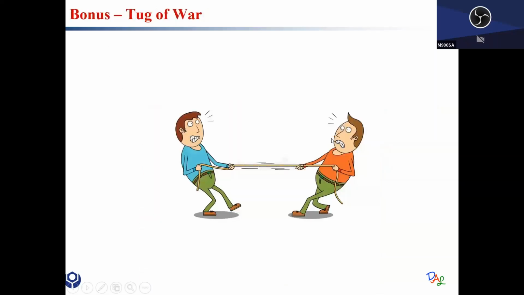So beside the main track, we also give you guys a bonus competition, which is called tug of war. You guys know this game? Tug of war is like a rope and two teams try to use their power to push or thrust the rope to the other side.